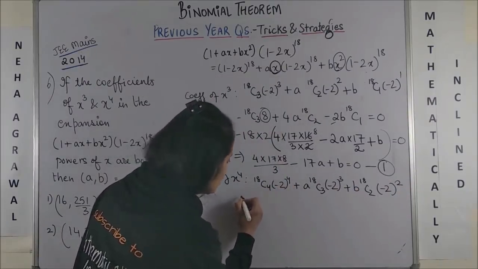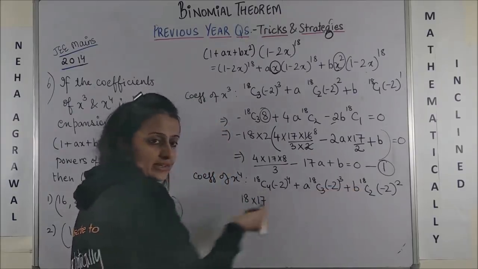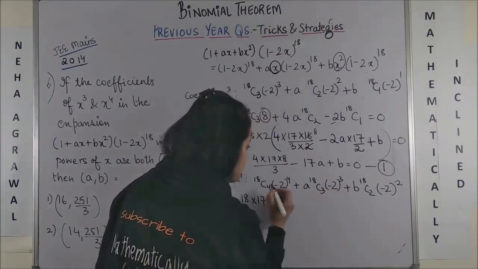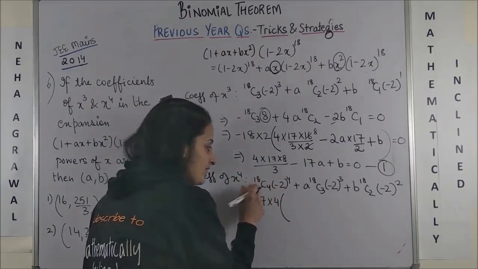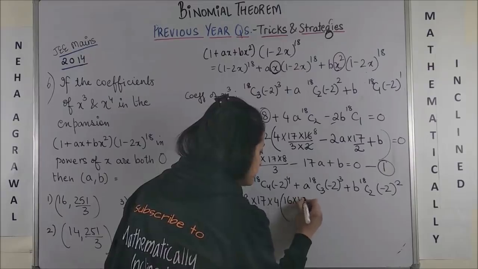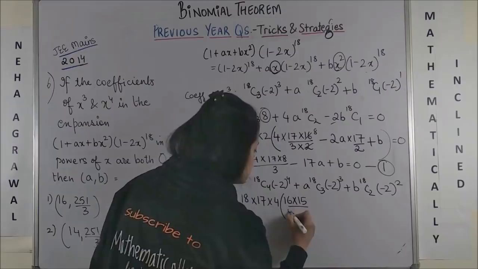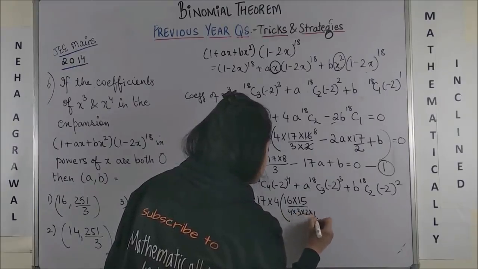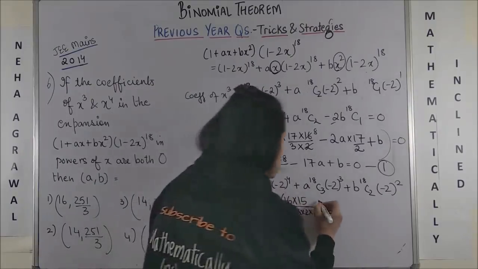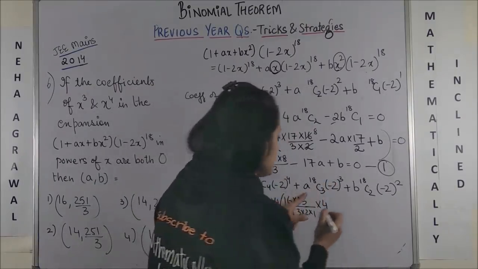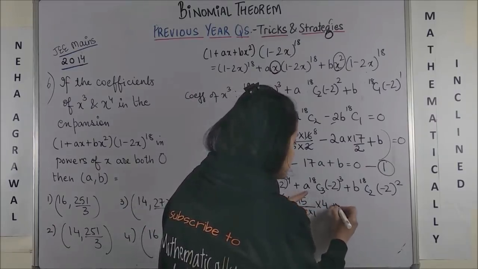This time I'm sure we can take 18 common, we can take 17 common because that's occurring in all of them. And from here I can also take 4 common. So what's left inside is 18 into 17, I'll be left with 16 into 15. This one says 4 factorial, so 4 into 3 into 2 into 1. Minus 2 raised to power 4 is 16, 4 is already out, so 4 here. Next, this would be 18 into, so a here for sure.